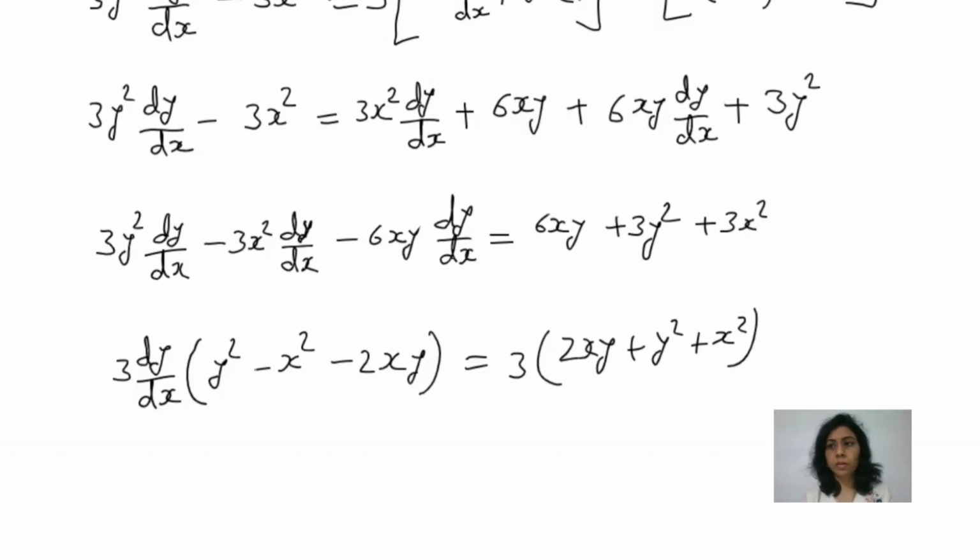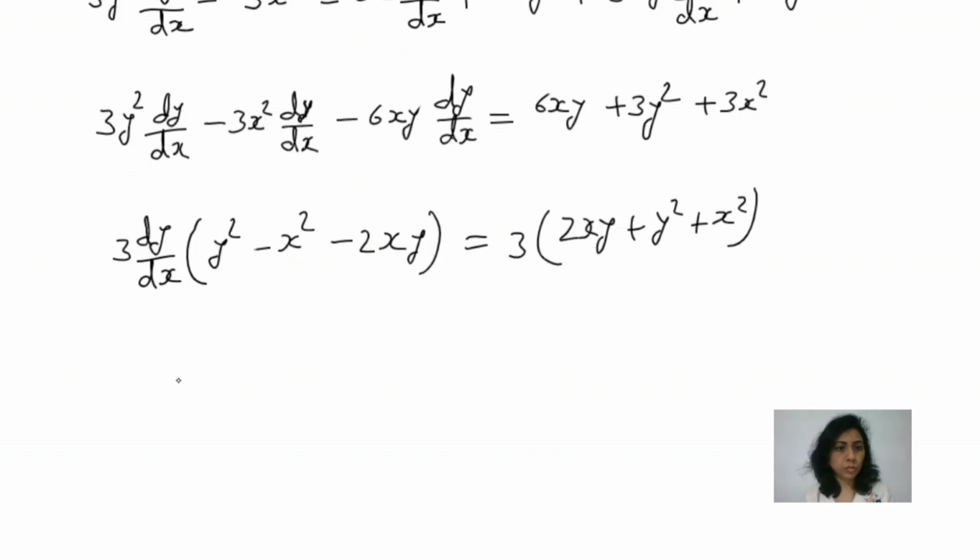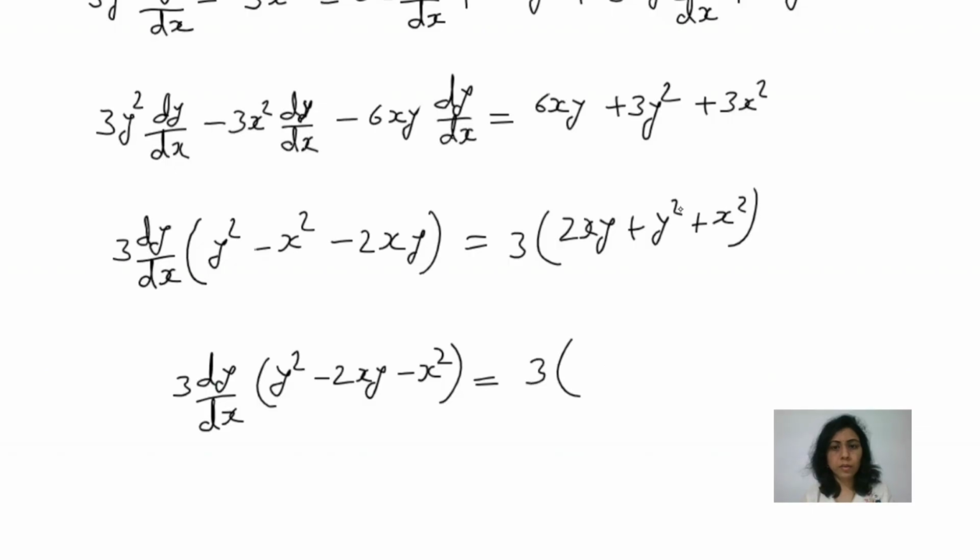So 3 dy upon dx, this is y square. We can write like this, minus 2xy minus x square. Here minus, that's why it is not a perfect square. We write as it is 3. Here y square plus x square plus 2xy, so can we write x plus y whole square?